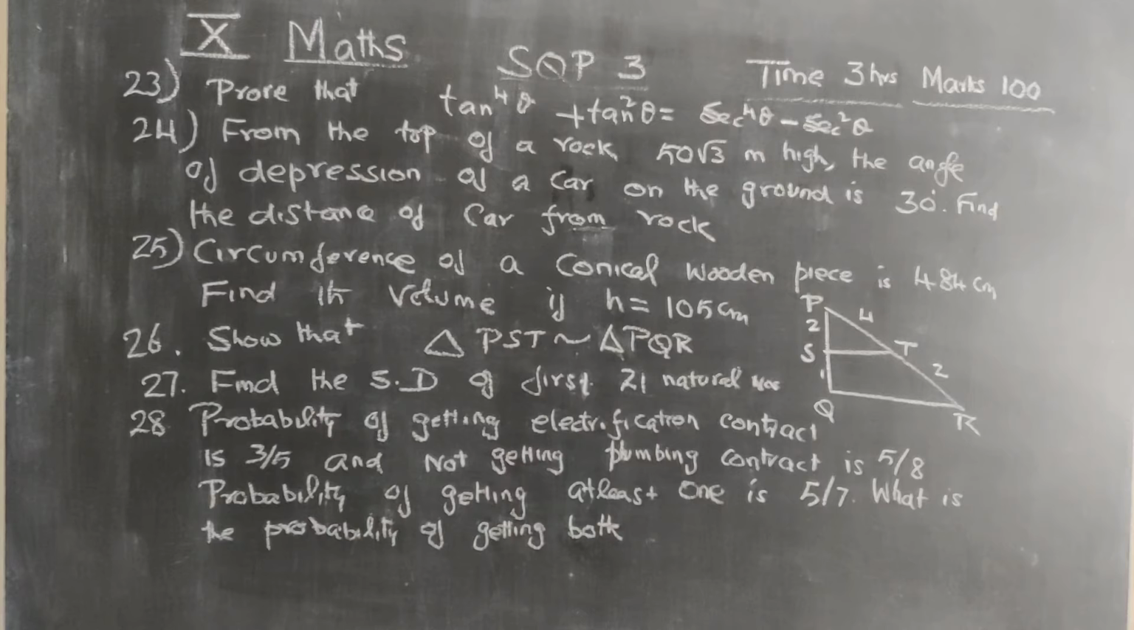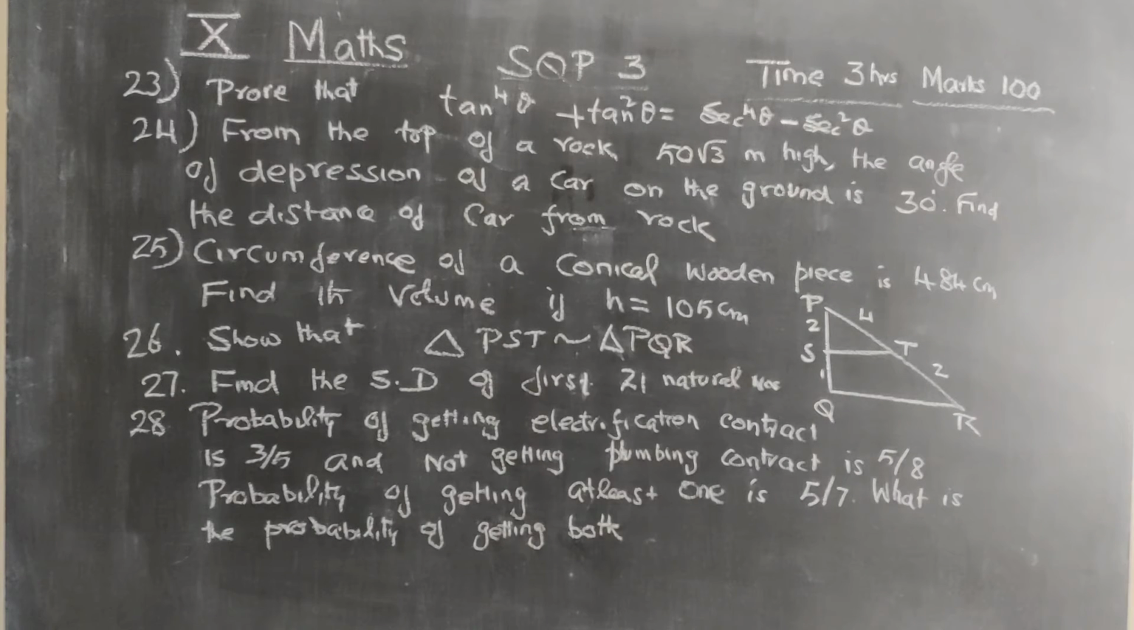Question number 25. Circumference of a conical wooden piece is 484 centimeters. Find its volume if height is 105 centimeter. Question number 26. A figure is given. You have to prove that triangle PST and PQR are similar. Question number 27. Find the standard deviation of first 21 natural numbers.